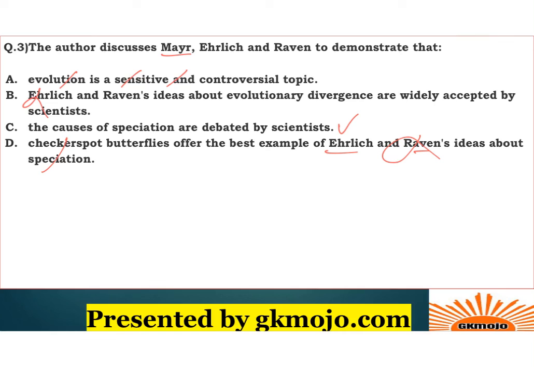Neither does it state categorically that Ehrlich and Raven's ideas about evolutionary divergence were widely accepted by scientists. This is never mentioned, right? This sentence. So this was eliminated. There is no evidence to state that checkerspot butterflies offer the best example of Ehrlich and Raven's ideas, right? Best example. Look at over here. It's never mentioned that it was best. It was just mentioned, alright? Hence option number C is the correct choice.